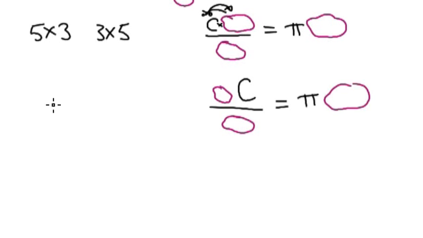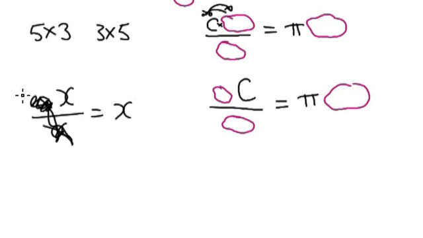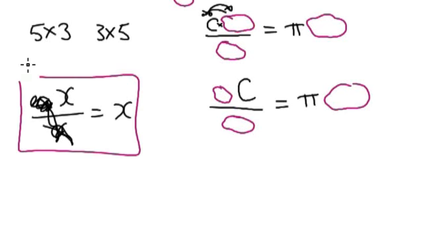Remember this formula here: ax over a equals x, because the two a's will kill off each other. If you haven't seen this before, watch the previous videos. So here the two bubbles will basically kill off each other, so this would be c equals pi bubble.